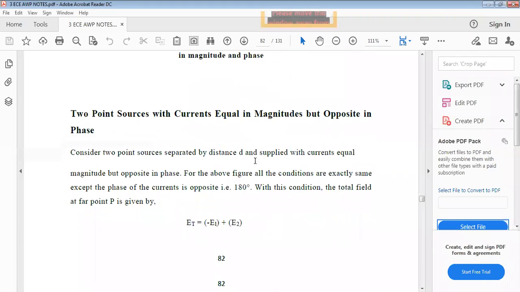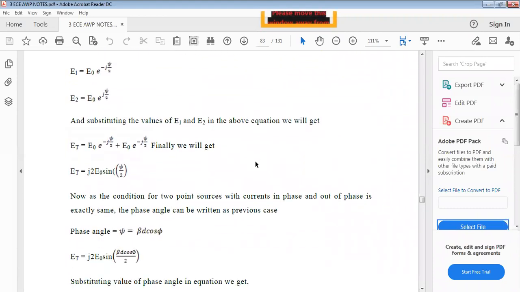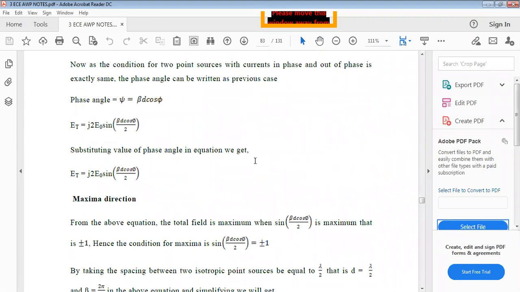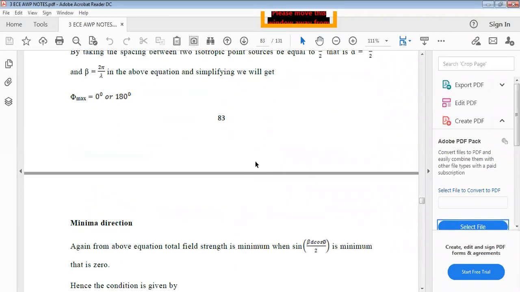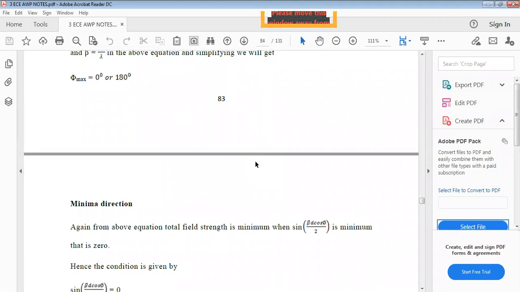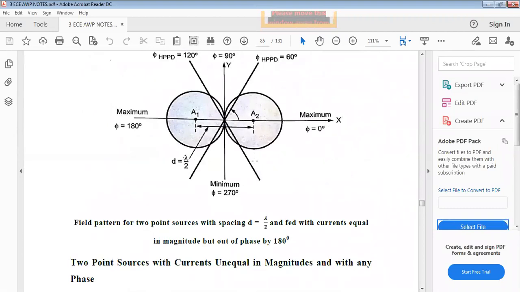Similarly, for 2 point sources with currents of equal magnitude but opposite in phase, no need for all these derivations. First of all, just the basic definition is enough. When the phase angle is reversed, just replace cos with sin and sin with cos in the final expression. That's all, that's enough. Similarly, the radiation characteristics are also changed.